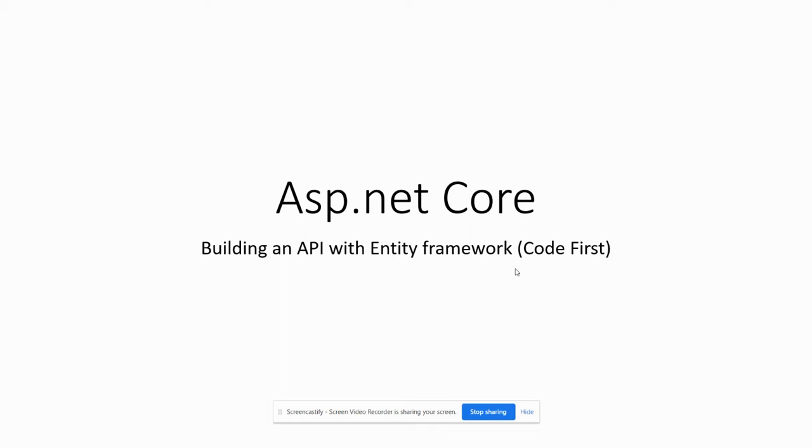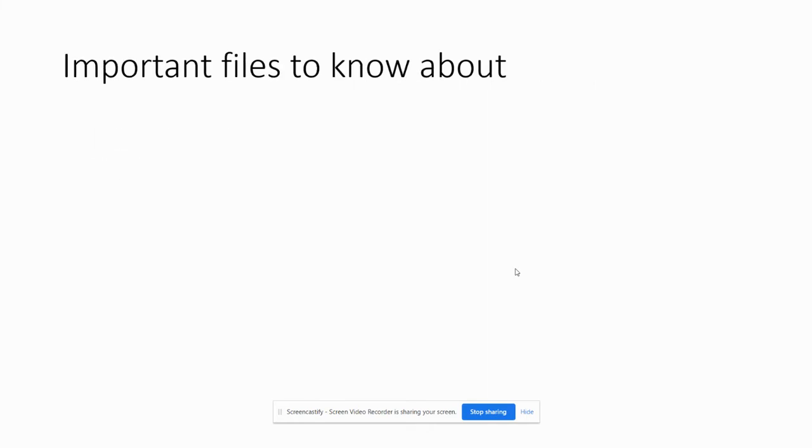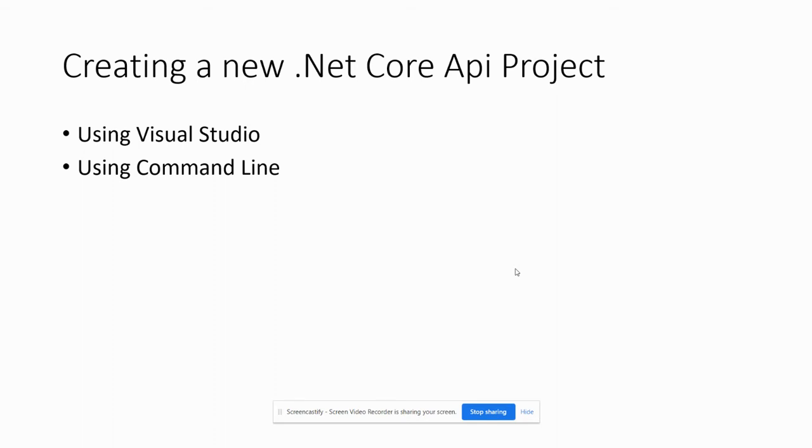So let's get started. When we talk about creating a new .NET Core API project, we have two options. Either you can use Visual Studio or you can use the command line in order to do that. We're going to look at both.